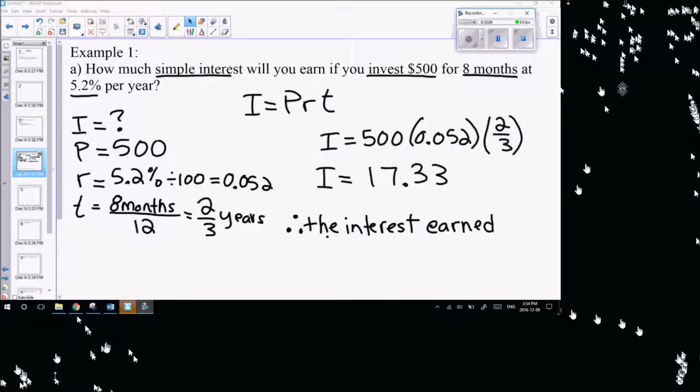The interest earned is 17.33. And that's our answer.